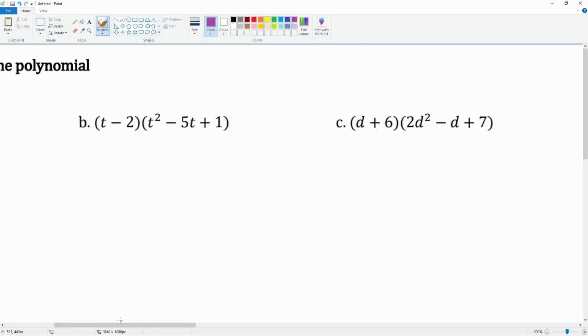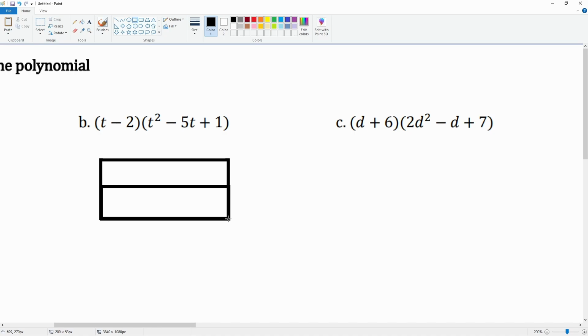So B, I'm going to show this using hopefully the area model. Okay, let's see if I can set up the area model for this one. So it looks like this. There's 3 pieces. Then I want to cut this in half because I want 2, and then it has to be by 3. So here's the first one, and hopefully this is the second one. Perfect. All right. So the first one, this is the t minus 2. That is the first part, and the second part is t squared minus 5t plus 1.